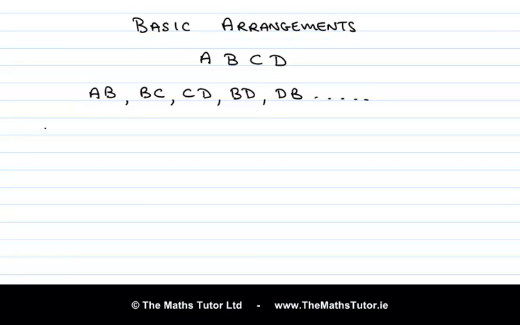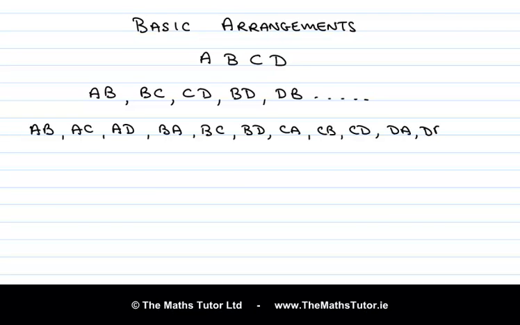So let's try it this way. AB, AC, AD, BA. Now we can't have BB, so BC, BD, CA, CB, CD, DA, DB, DC. So these are all the different arrangements that we can have. If we count them, we find that we actually have 12 arrangements here.